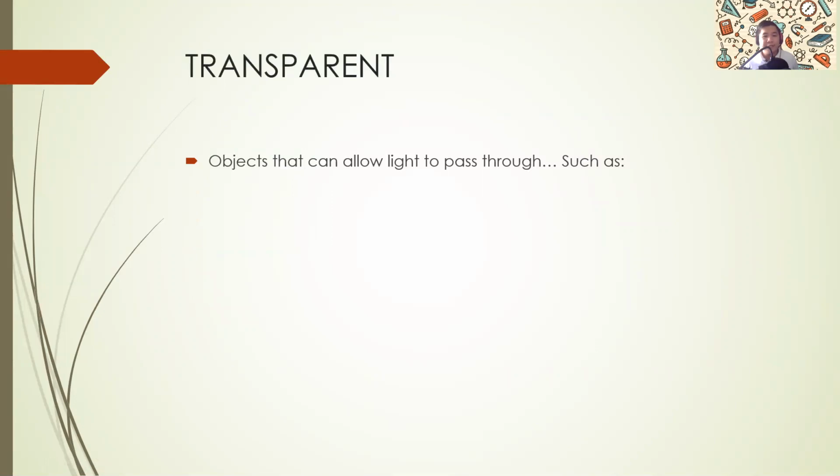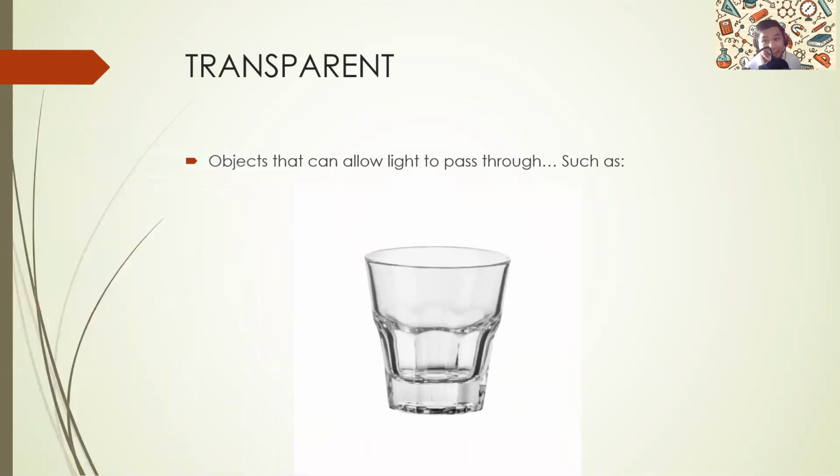Transparent objects, objects that can allow light to pass through. These are examples of transparent objects, okay? This glass cup, or a proper name, is the clear glass cup. It has no color whatsoever. It will let light pass 100%.